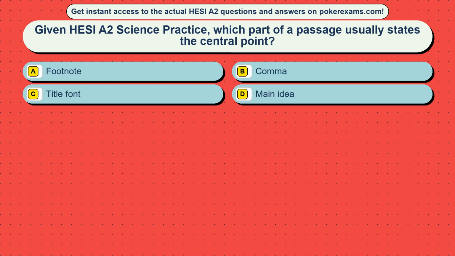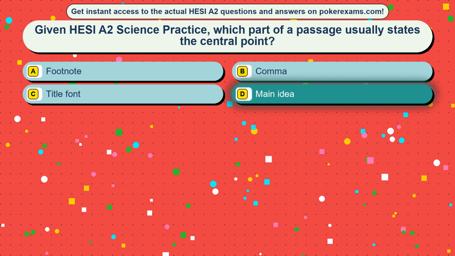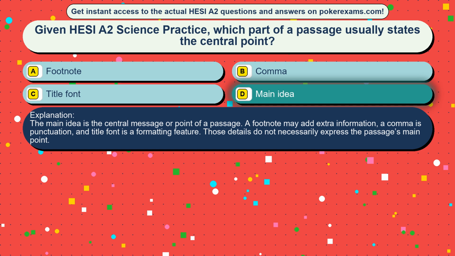Question 18. Given HESI A2 Science Practice, which part of a passage usually states the central point? Option A footnote. Option B comma. Option C title font. Option D main idea. The correct answer is option D, main idea. The main idea is the central message or point of a passage. A footnote may add extra information, a comma is punctuation, and title font is a formatting feature. Those details do not necessarily express the passage's main point.